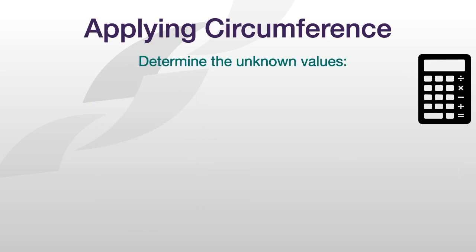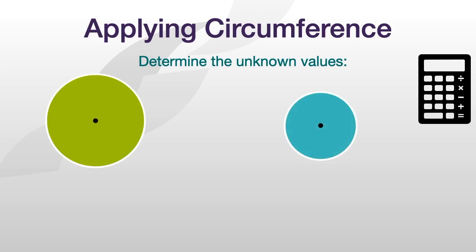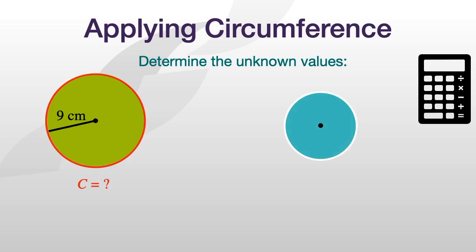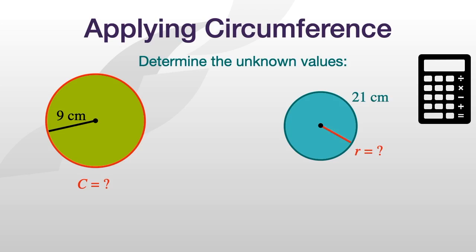In our next example, we'll determine some unknown values. Here are two circles. The first has a radius of 9 centimeters, but the circumference is unknown. The second has a circumference of 21 centimeters, but the radius is unknown. How can you figure out what these unknown values are?